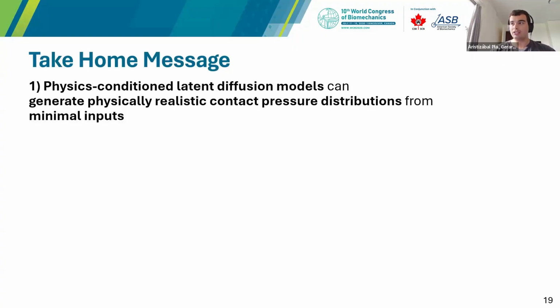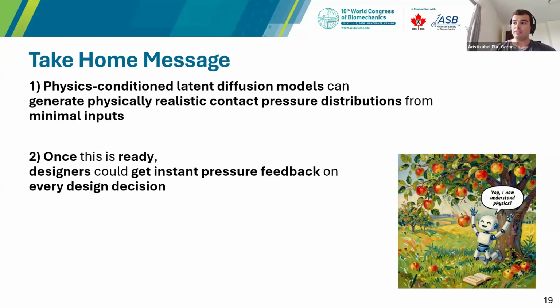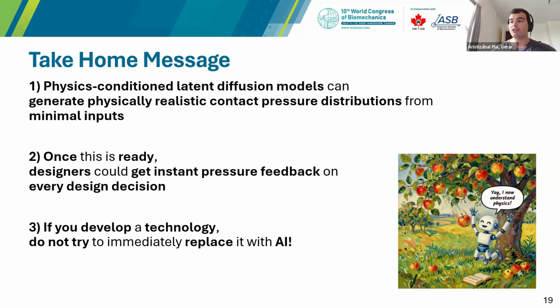And so as take-home messages, first, physics conditioned latent diffusion models can generate physically realistic contact pressure distributions from minimal inputs. And so now our AI friend here is happy because it understands physics. Also, secondly, once this is ready, designers could get instant pressure feedback on every design decision. And the final take-home message, which is extremely important, is that if you develop a technology, you shouldn't try to immediately replace it with AI.